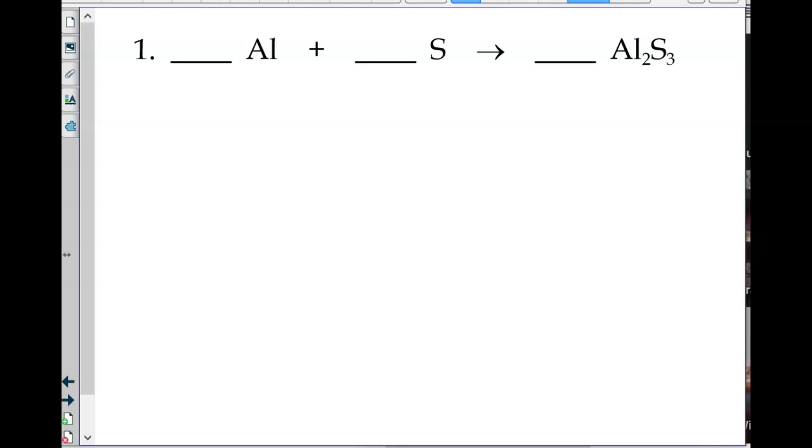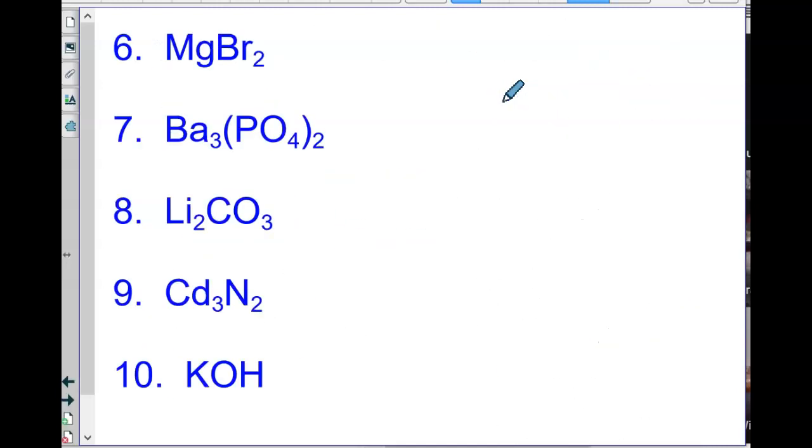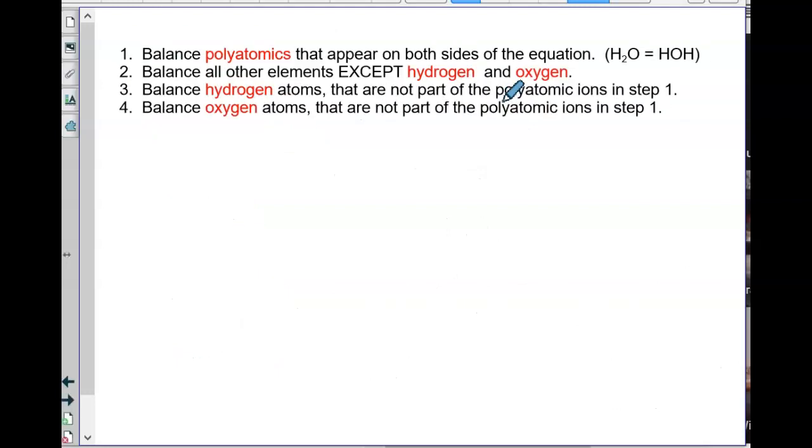Okay, so we're going to balance this number 1. Remember that technically when we balance, we are looking for those steps. So let me go back a couple slides here. Remember, these are the order in which we're going to balance things, right?